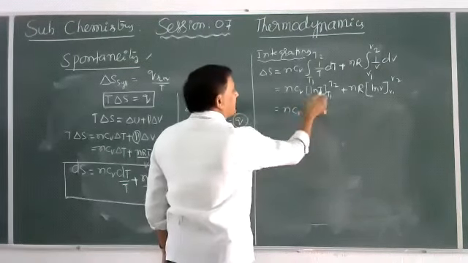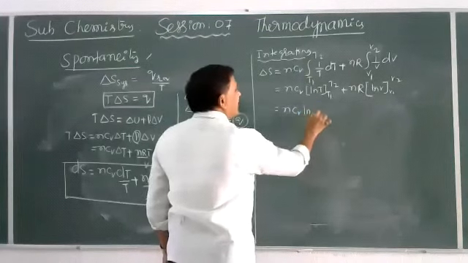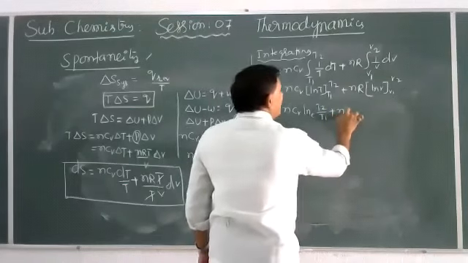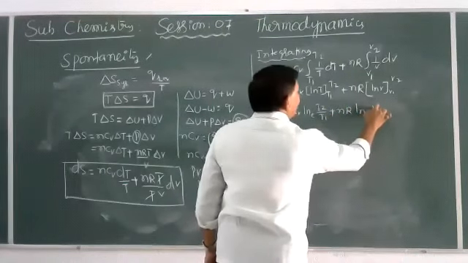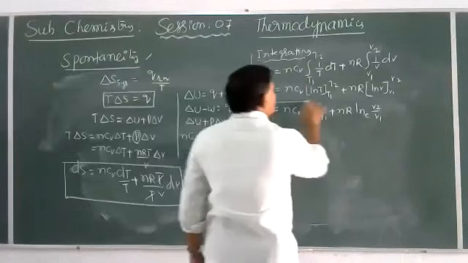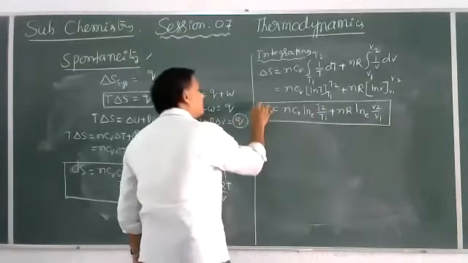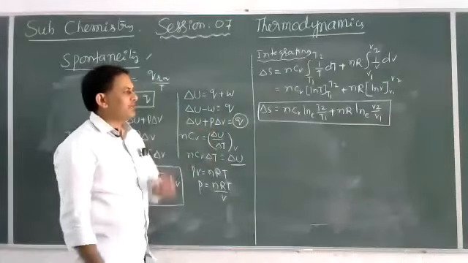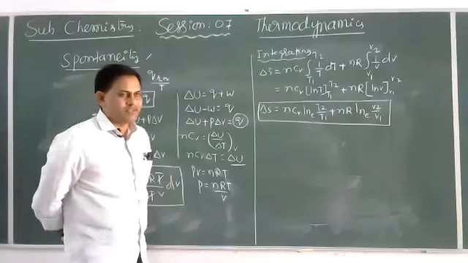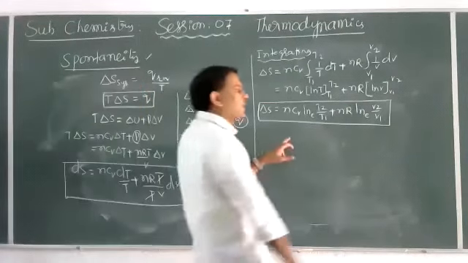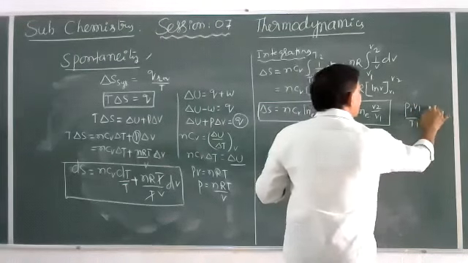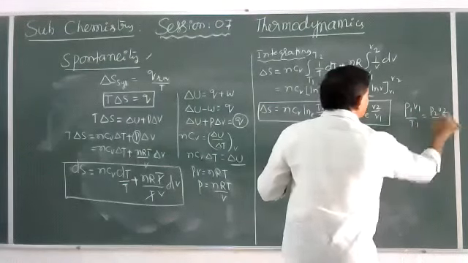This we can write directly as nCV log base e T2 by T1 plus nR ln base e V2 by V1. This is the change in entropy in a reversible process. Very, very important expression, already given one year in the NEET examination. Here we know, according to the ideal gas equation, P1 V1 by T1 is equal to P2 V2 by T2.